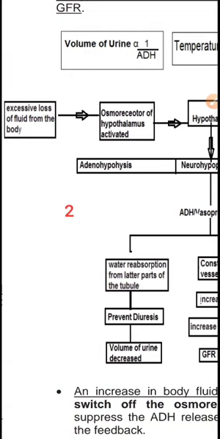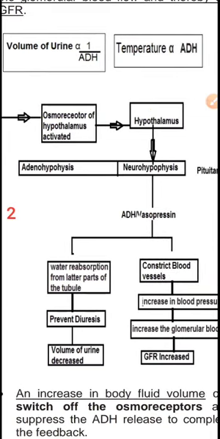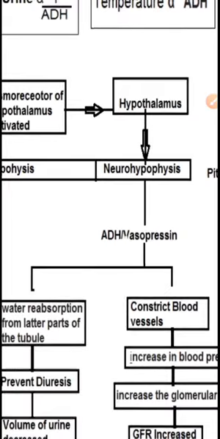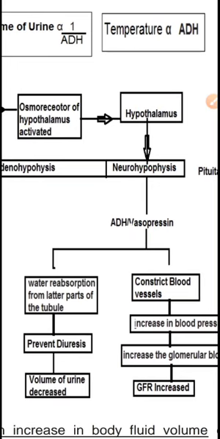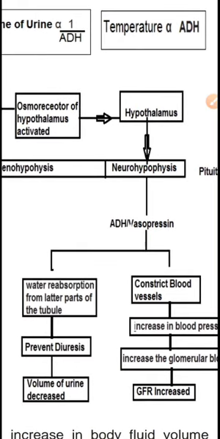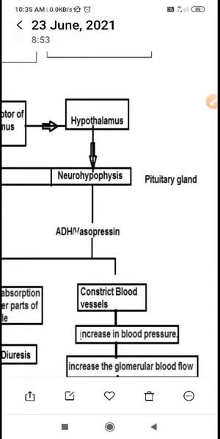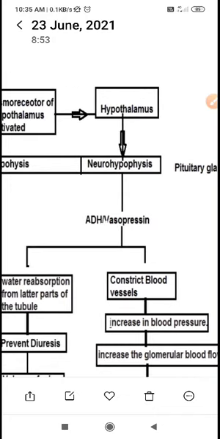Osmoreceptors are the sensory receptors which can detect the changes in water level. So these send a signal to the hypothalamus that more water is lost from the body. So the body needs water. The body should retain water. So then the hypothalamus activates the pituitary gland, the neurohypophysis of the pituitary gland, to release the hormone vasopressin.